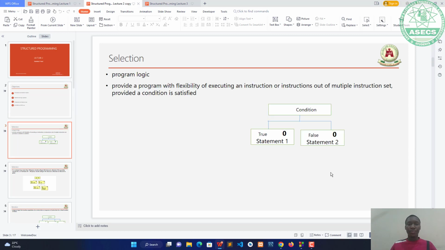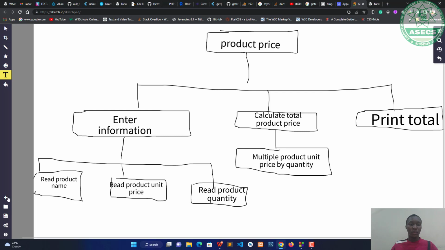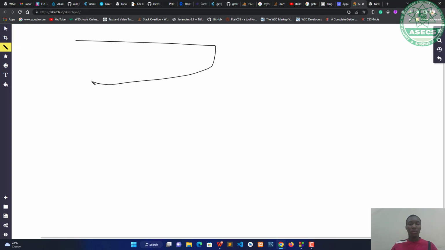So now let's start. Selection program logic. If you could recall, normal sequencing uses a box. Let me open the environment. Just the normal box. This normal box gives the notation that this is a sequence. It is something that runs from top to bottom. Understand, from top to bottom.